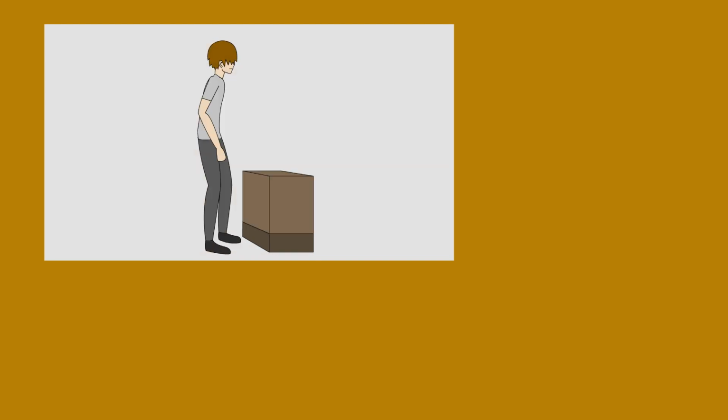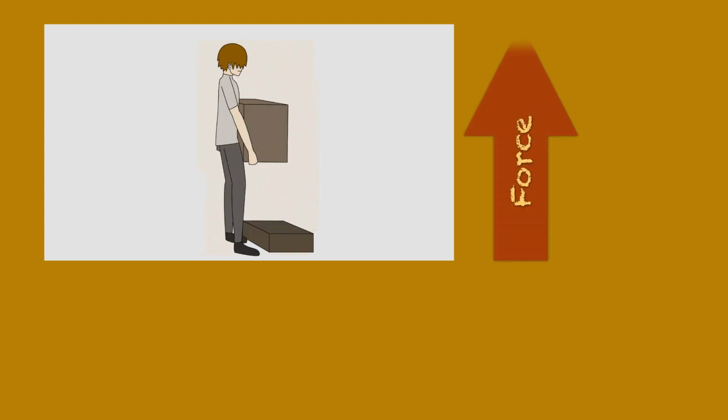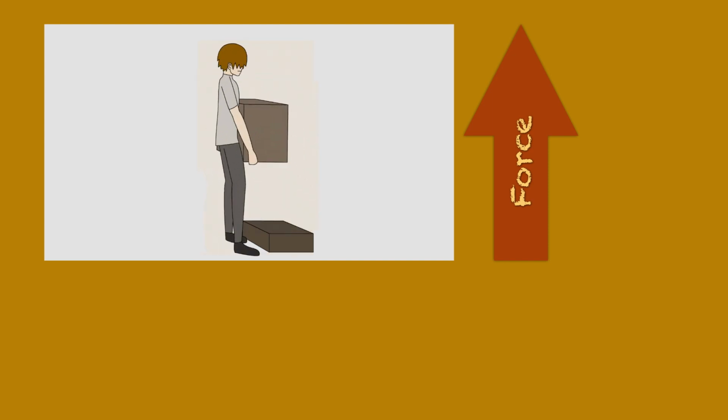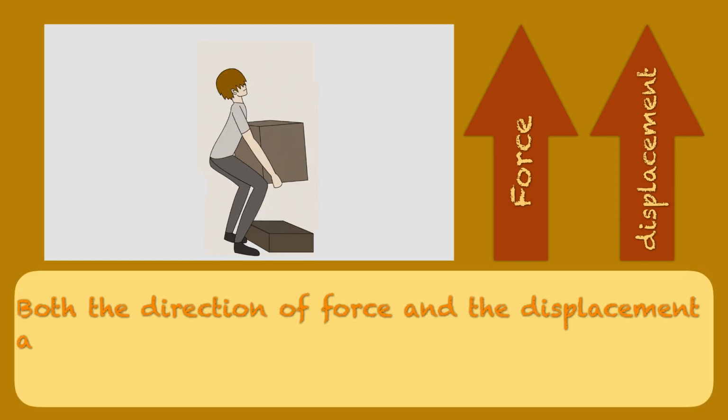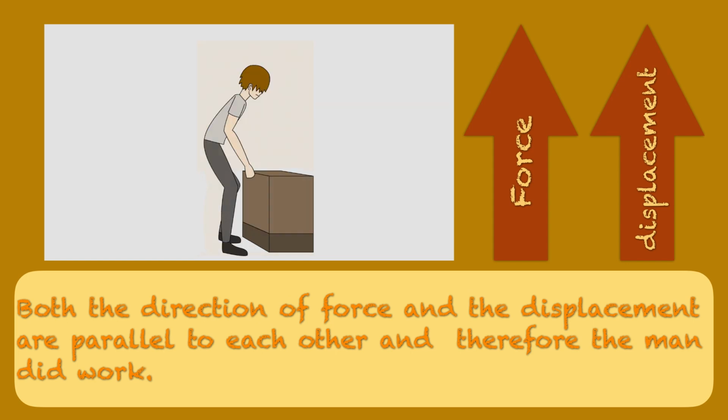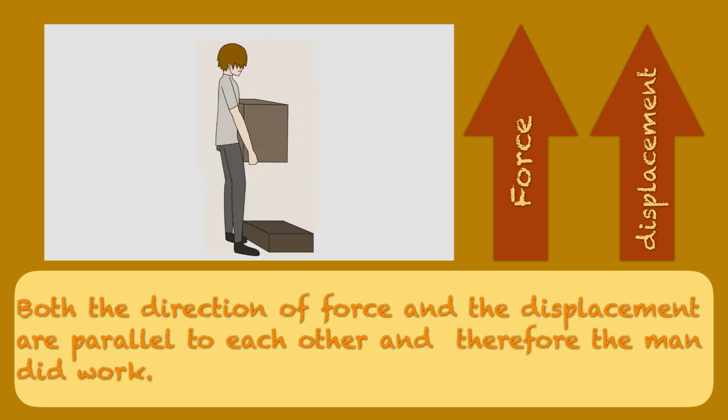Look at this man. He's lifting a heavy box. In which direction is the force applied? If your answer, the direction of the force, is upward, then you are correct. Now, in which direction is the box moved? It's clear that the box is moving upward. Then, both the direction of the force and the displacement are parallel to each other, and therefore the man did work.